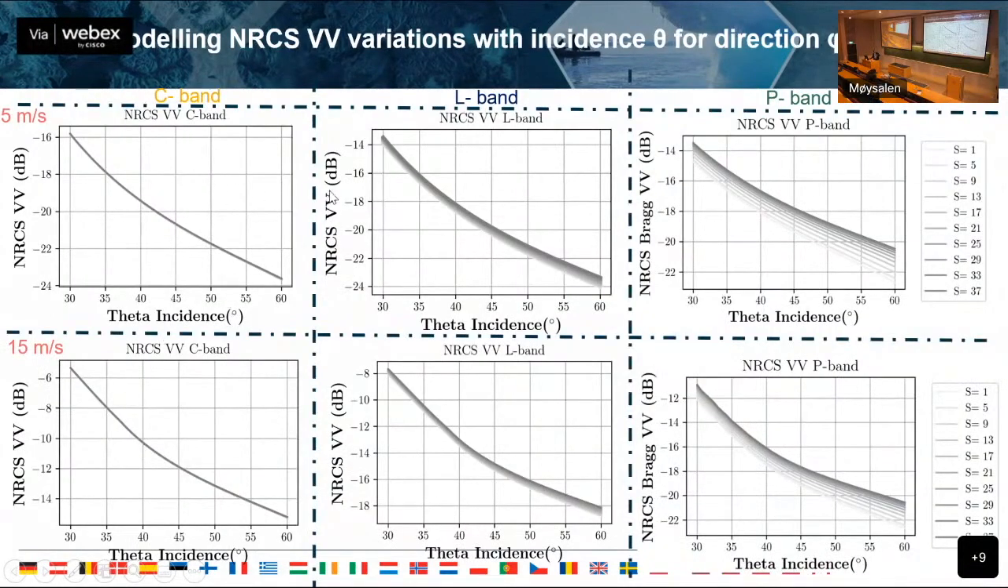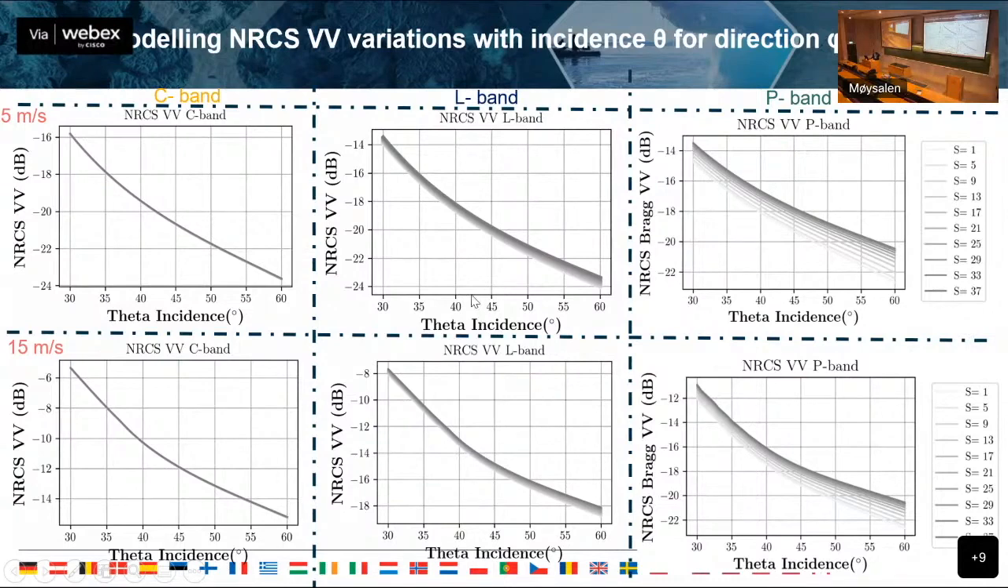So here, very fast, the lines are 2 wind conditions, 5 meters per second and 15 meters per second. And the columns are the frequencies. So basically, you see that when you decrease the frequency, you increase your sensitivity to salinity.